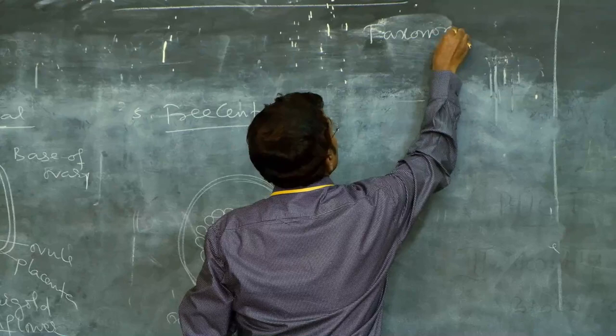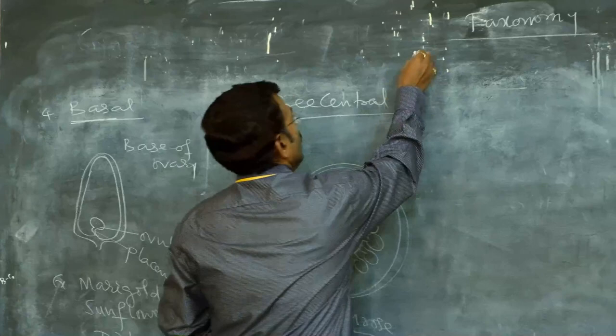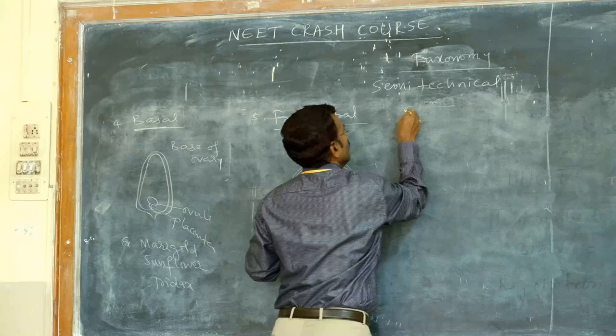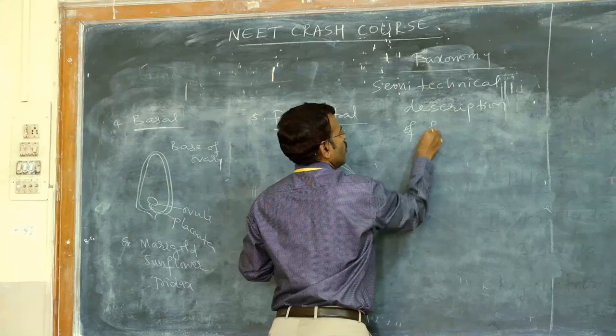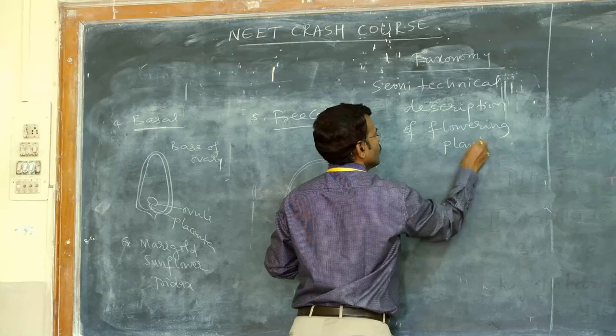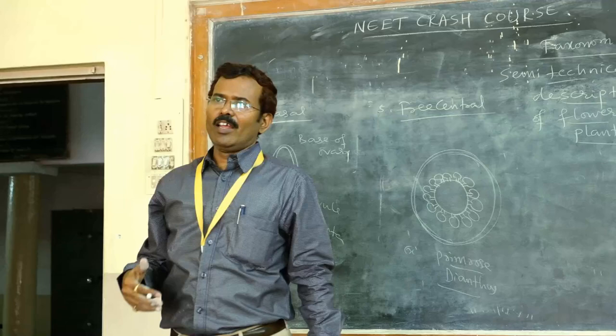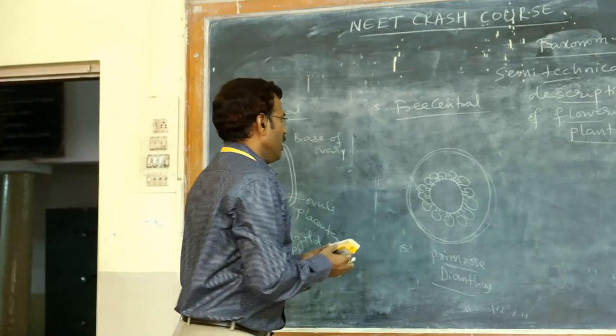In taxonomy part, semi-technical description of a flowering plant. So how scientifically, how technically can we explain the given angiospermic plant? It is purely based on the knowledge of morphology.